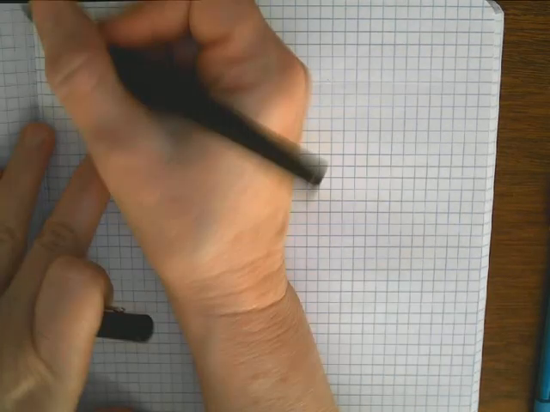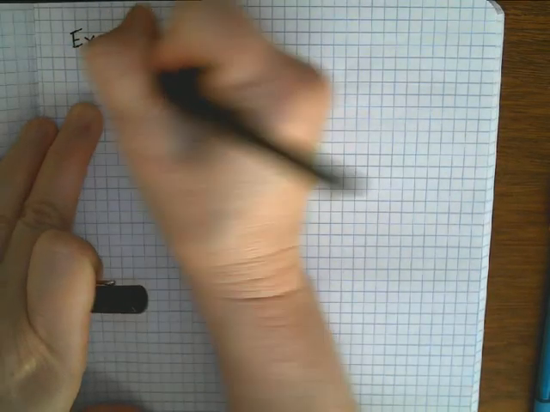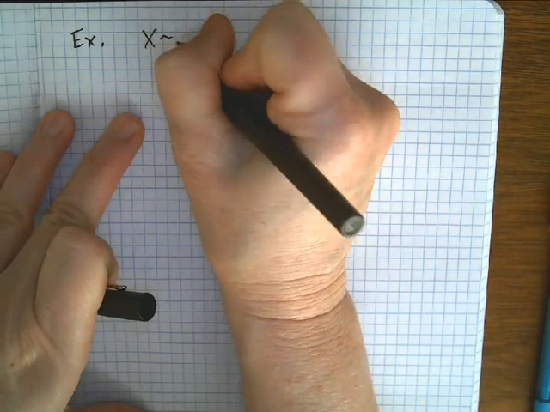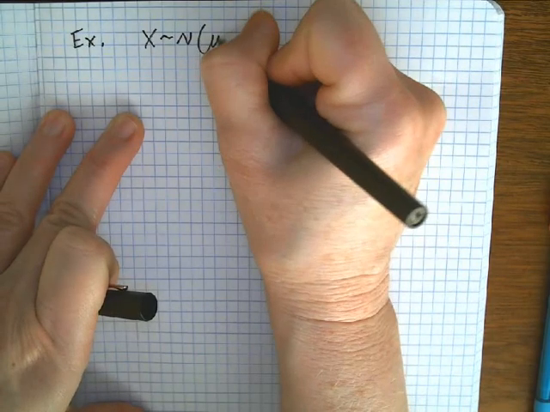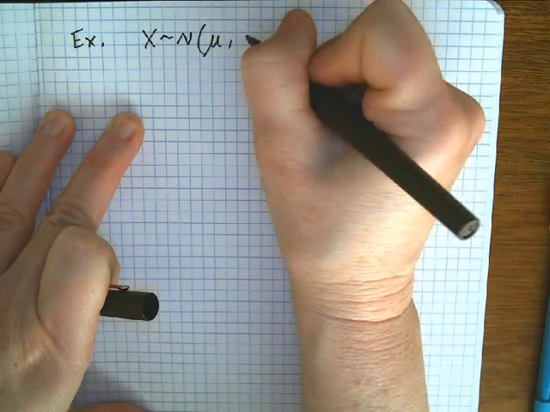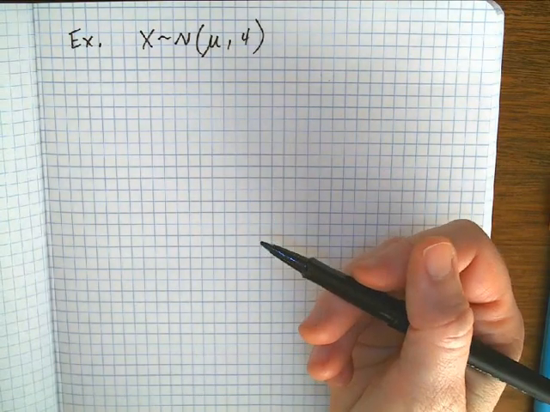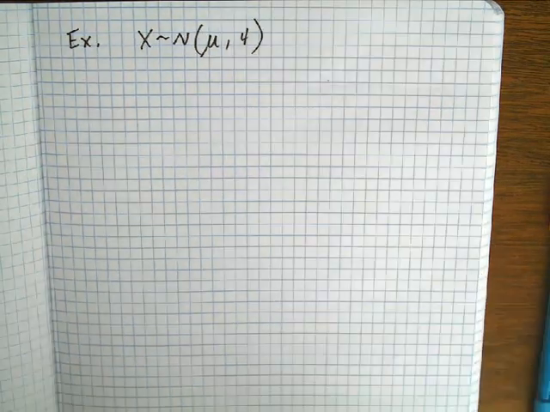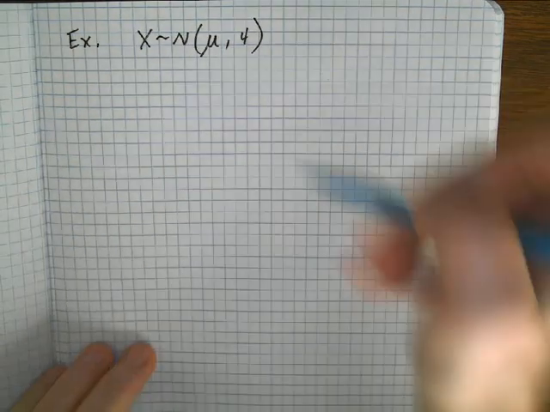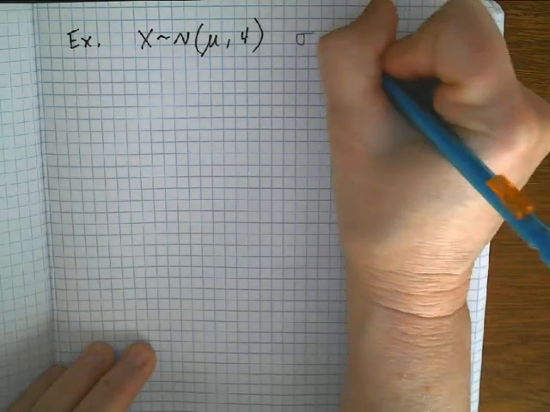So the next example is we're going to have an event that is normally distributed, and we don't know the mean, but we do know the standard deviation. Okay, the variance is 4, which means the standard deviation is going to be 2. Okay, so we might want to write that down right away. Standard deviation is going to be equal to 2.